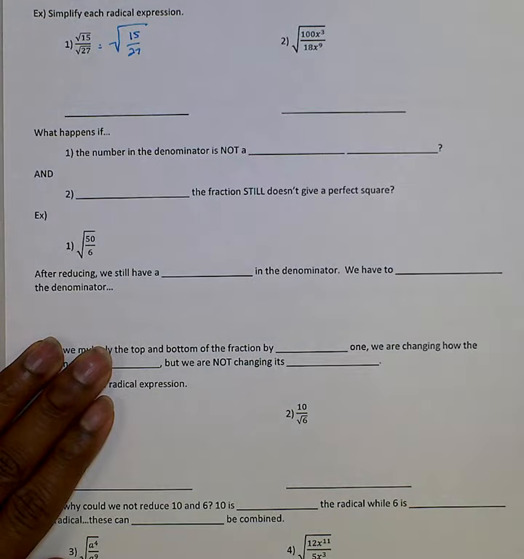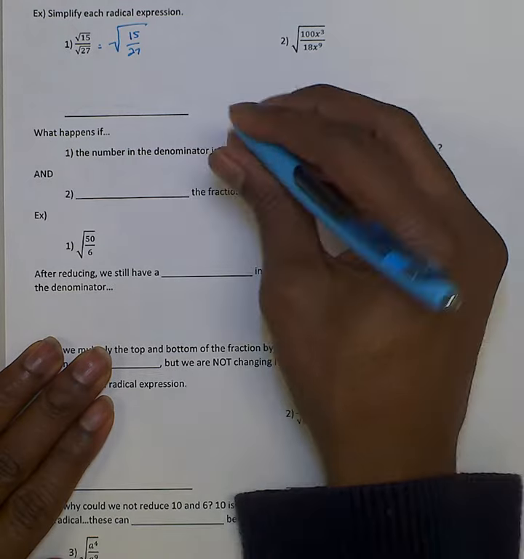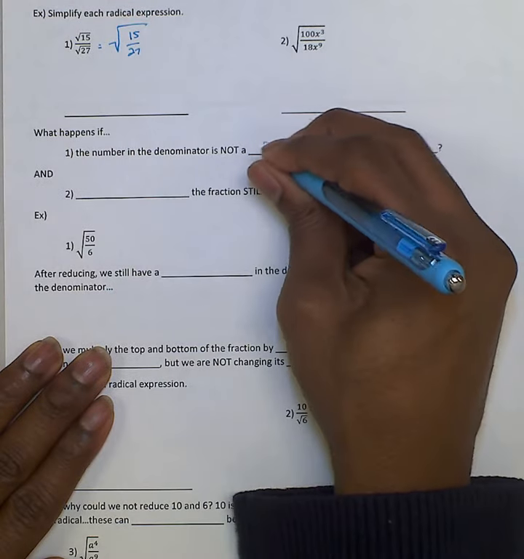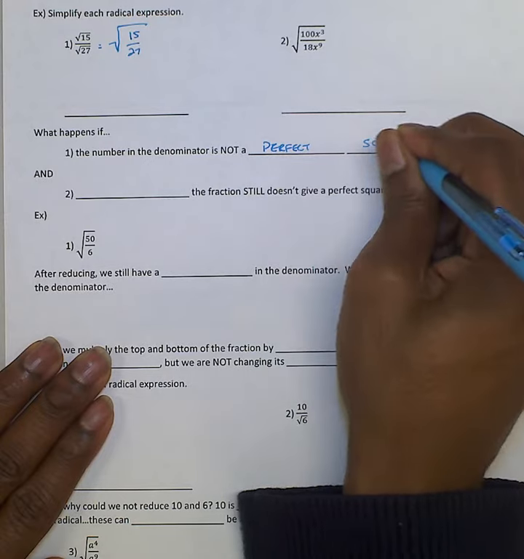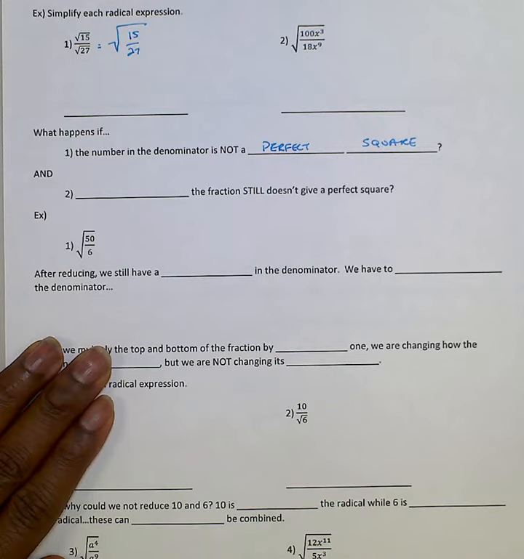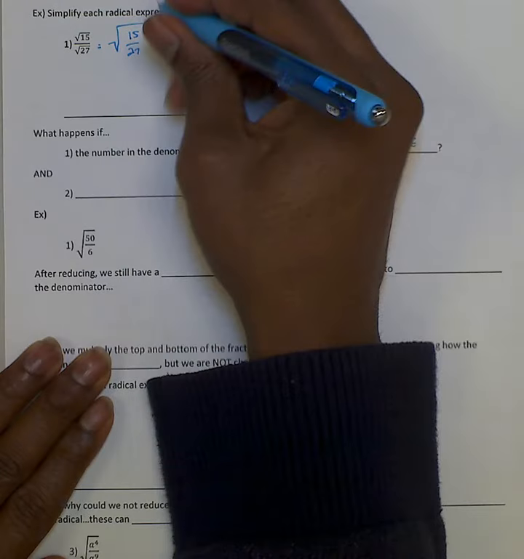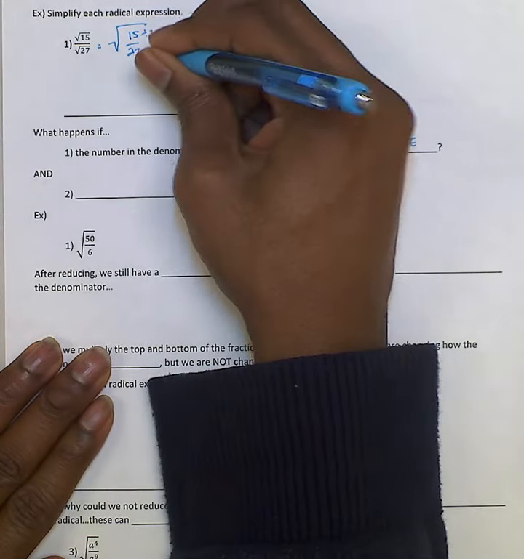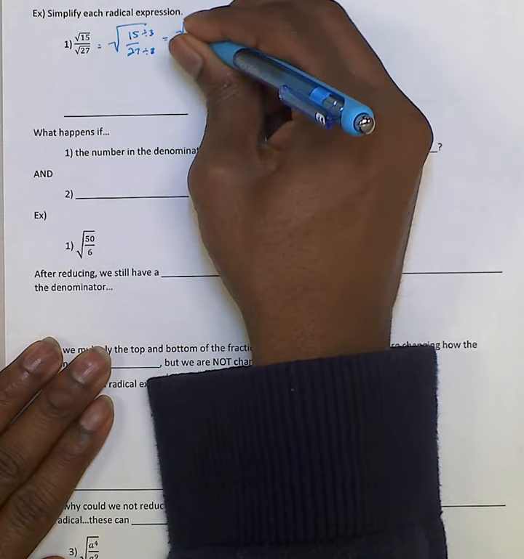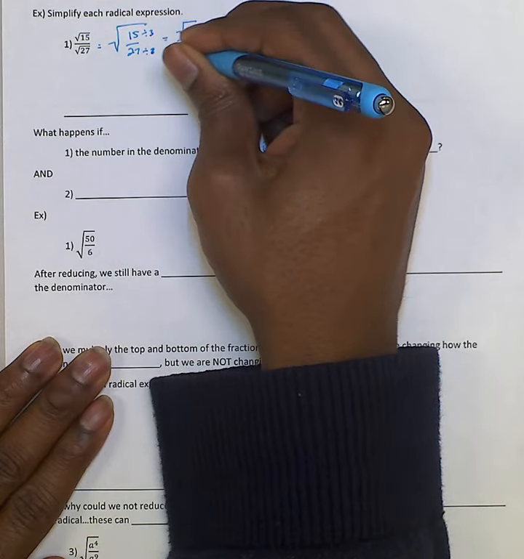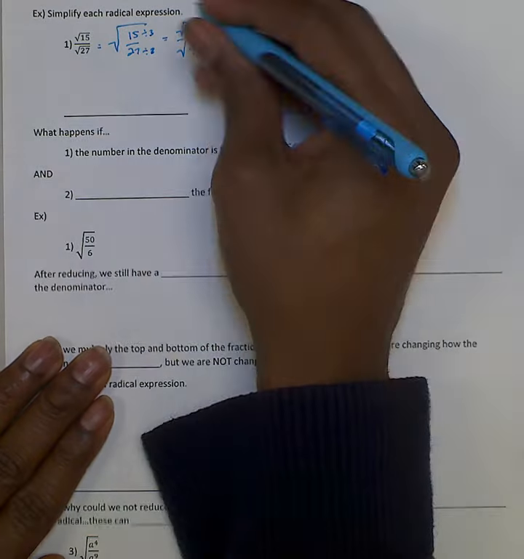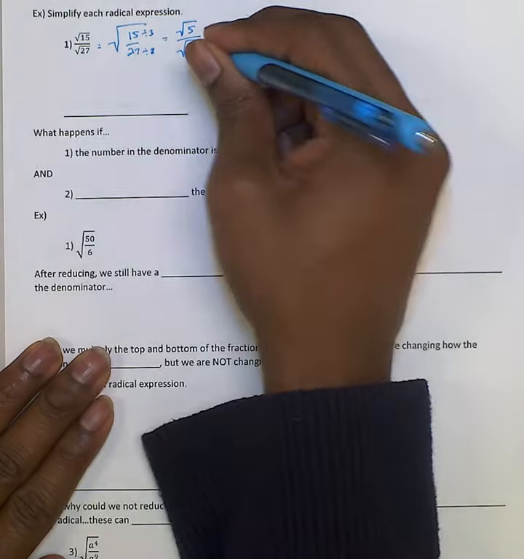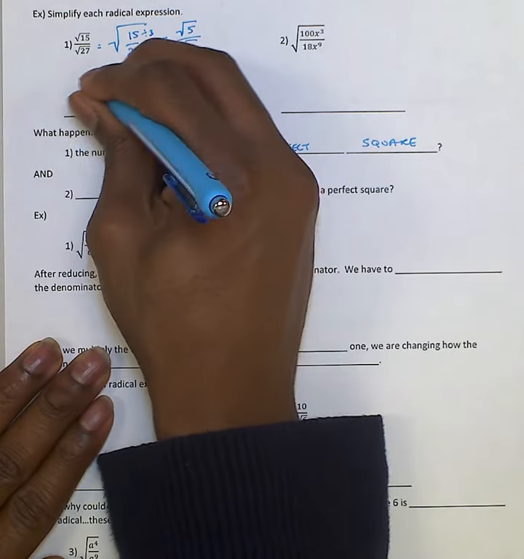The denominator is not a perfect square. So since the denominator is not a perfect square, we're going to try to simplify. I know that in 15 and 27, 3 goes into both of those. So I have radical 5 over radical 9. Now in my denominator, radical 9 is 3. So I can say radical 5 over 3.